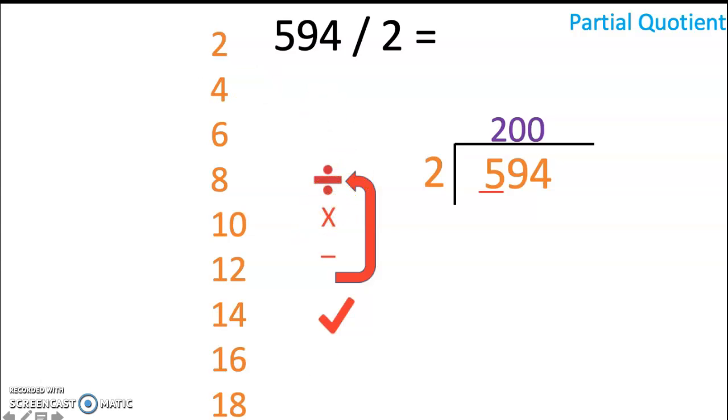Then we will multiply. 2 times 2 is 4 plus 2 zeros gives you 400. Then we'll subtract, leaving us with 194. Now we're ready to repeat back to division.